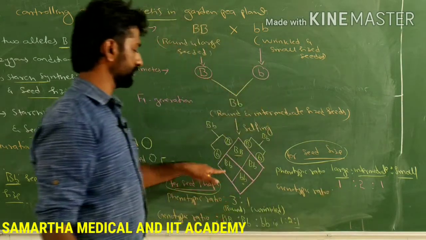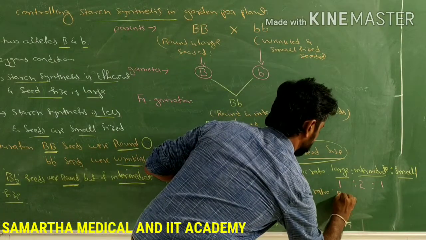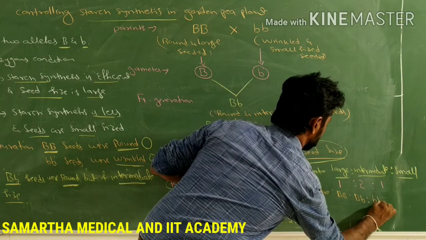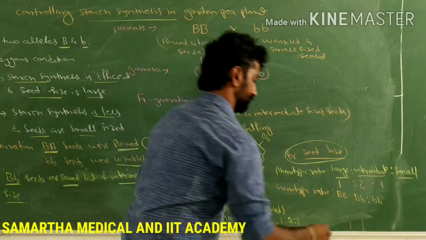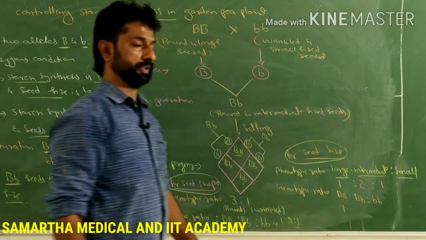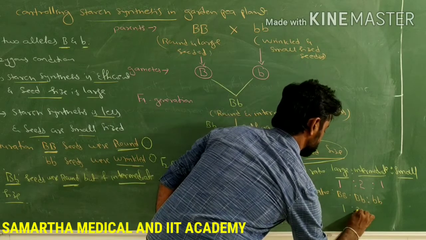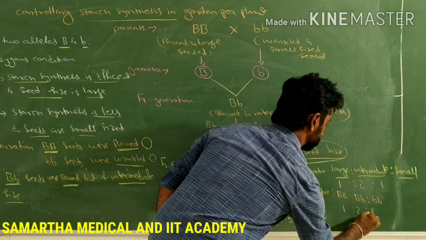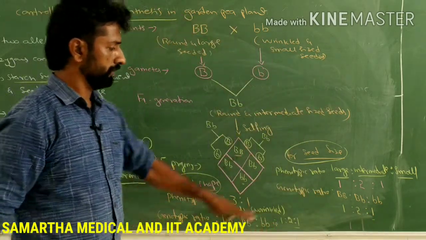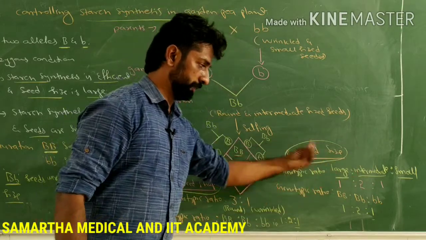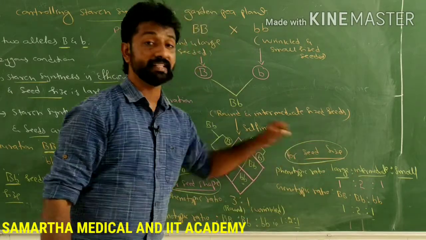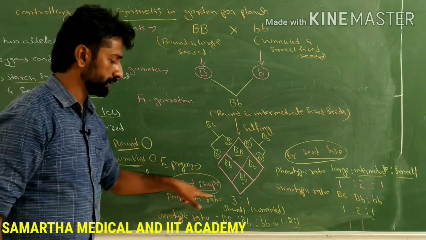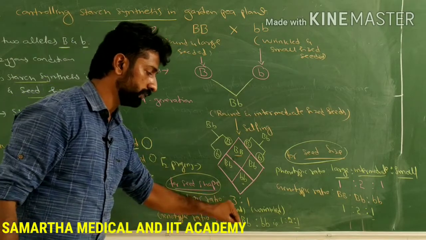So here the genotypic ratio is 1 capital B capital B, 2 capital B small b, and 1 small b small b. That is, homozygous dominant 1, heterozygous condition 2, which produces the intermediate phenotype, and 1 homozygous recessive condition. So here phenotypic ratio is 1:2:1, and genotypic ratio is also 1:2:1 when seed size is considered. But when the seed shape phenotype is considered, the phenotypic ratio is 3:1 and the genotypic ratio is 1:2:1.